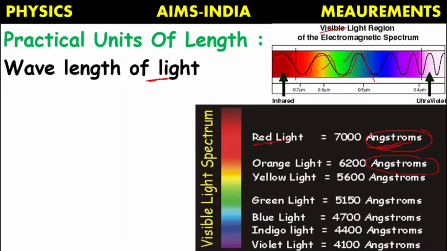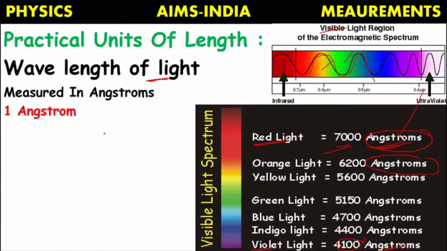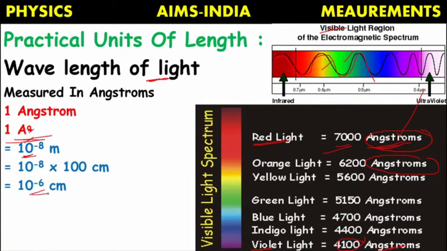The wavelength of red light is 7000 angstrom units. Like that of violet light is 4100 angstrom units. So here angstrom is another practical unit. Its symbol is A naught, the same symbol used for degree is used for angstrom also. Its value is 10 power minus 8 meters. If we convert into centimeters, 10 power minus 6 centimeters.